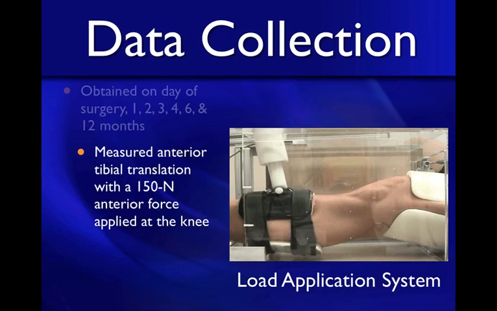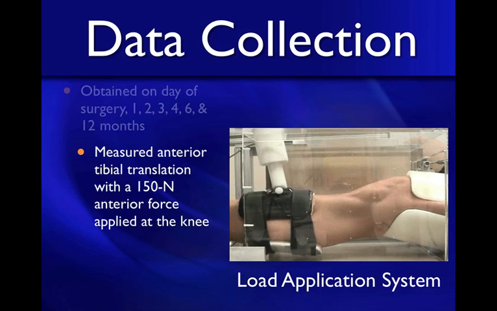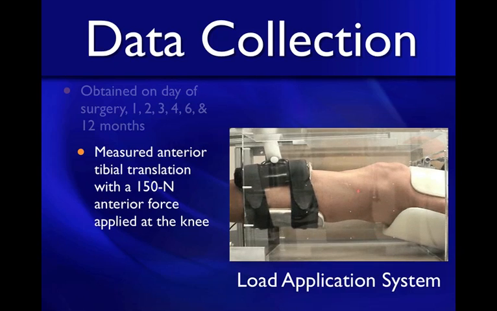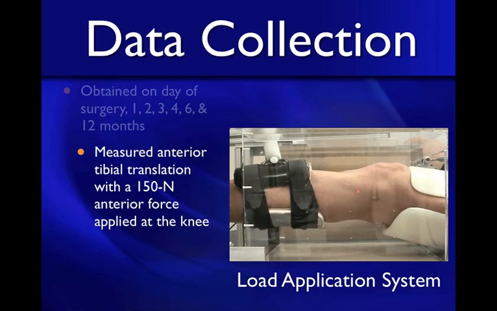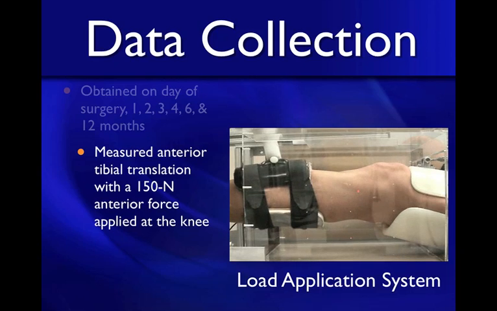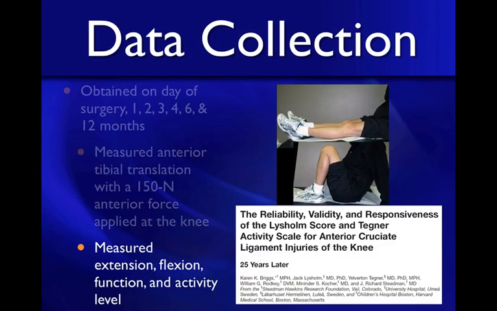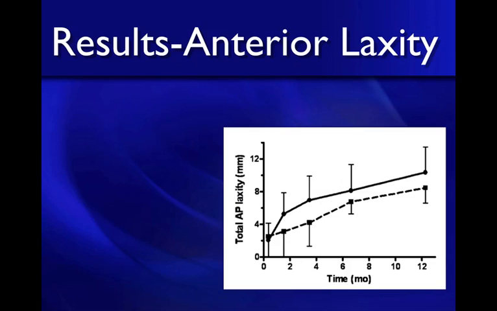And this is how the load was applied. We applied an anterior tibial translation with a 150 Newton anterior force applied to the knee, which is at the level of a manual maximum test with a KT1000. And then when it was in a displaced position, we shot the radiograph and measured the translation of the tibia on the femur. We also measured clinical parameters such as extension, flexion, function, and activity level with a variety of scoring scales.